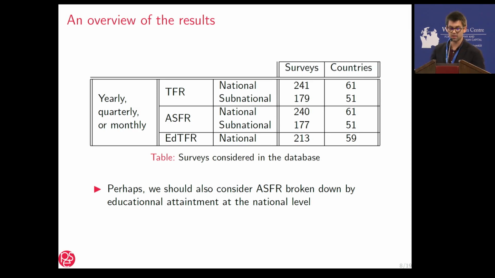So we consider total fertility rate at a national and a subnational level, age-specific fertility rate at a national and subnational level, and education-specific total fertility rate at a national level, and all of this at a yearly, quarterly, and monthly frequency. When writing the slide, I thought that perhaps it would be interesting to consider age-specific fertility rate broken down by education attainment at the national level.